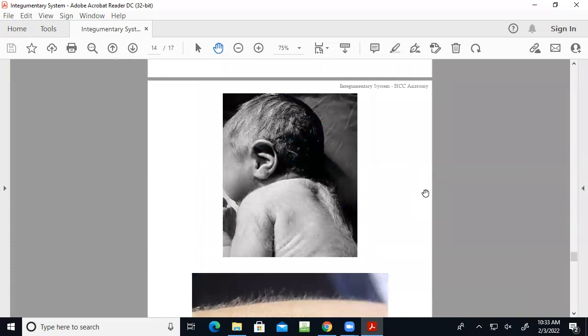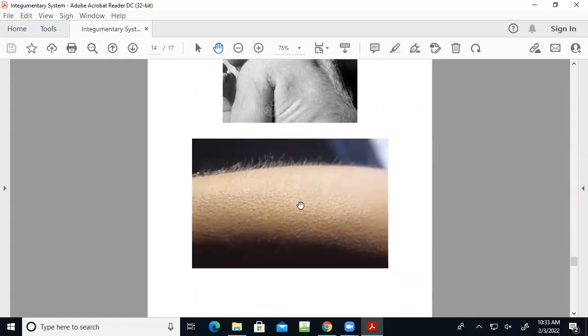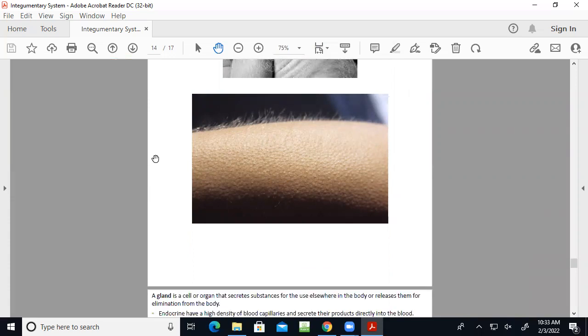Here we go with a couple of pictures showing you a newborn baby with those tiny little non-pigmented downy hairs. You can see an example of some goosebumps where the hair is standing up on end. That peach fuzz type hair is called vellus hair.